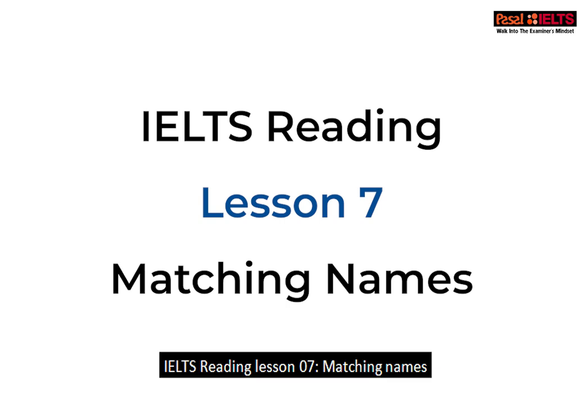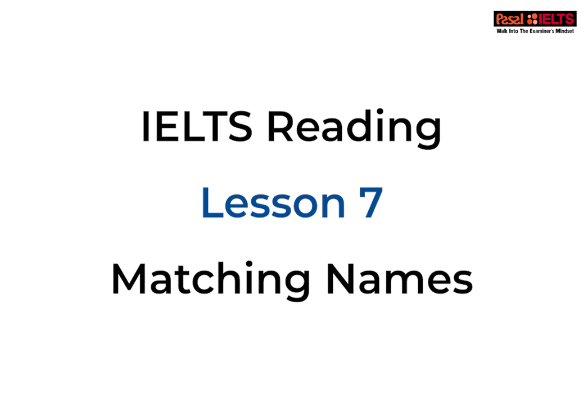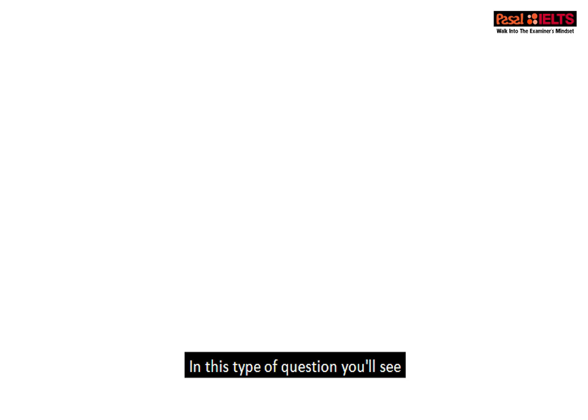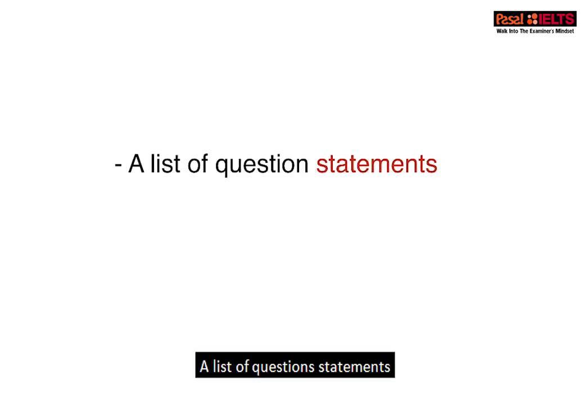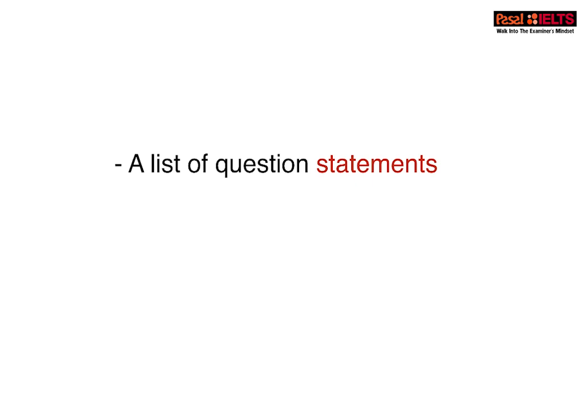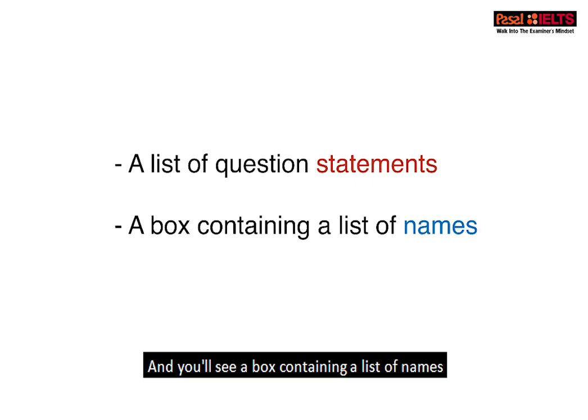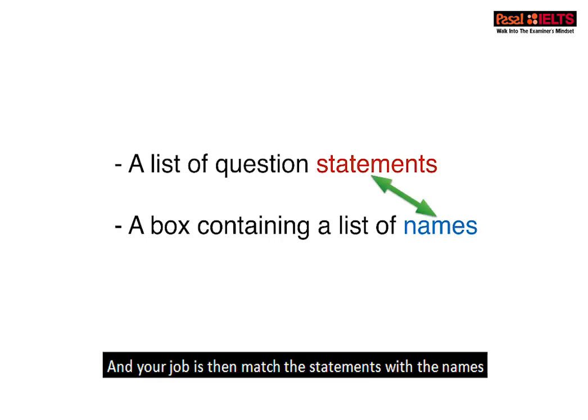IELTS Reading Lesson 7, Matching Names. In this type of question, you'll see a list of question statements, the questions, and you'll see a box containing a list of names. And your job is to match the statements with the names.